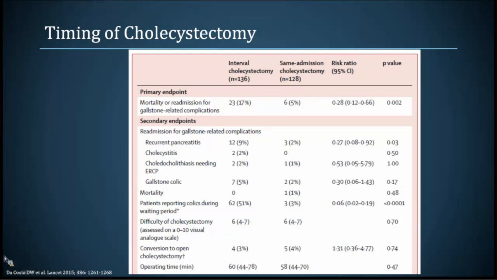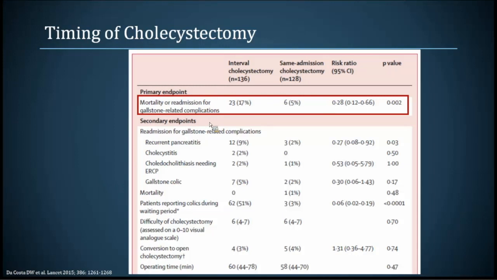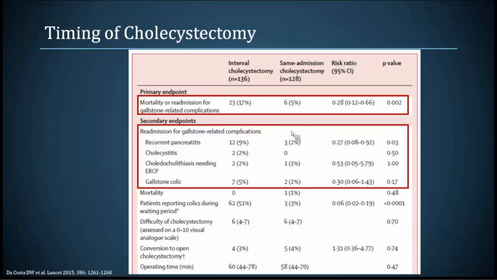inpatient. But this is a study where they actually randomized patients to getting a cholecystectomy at the end of their pancreatitis hospitalization, or waited 30 days, a pretty short interval. And the big endpoint here is there was a 17% rate of either mortality or readmission for gallstone-related complications, be it pancreatitis, cholangitis, CBD stones, or cholecystitis. Compare that to the people who got their cholecystectomy, a 5% rate. Those people probably more likely had some post-operative issues that led to an admission. Recurrent pancreatitis, 9% compared to 2%.